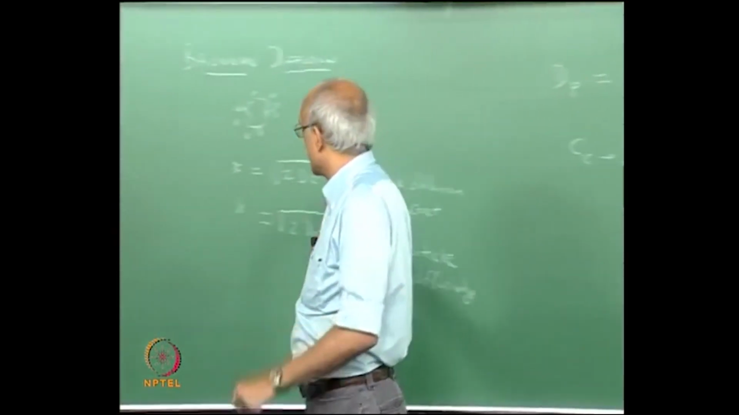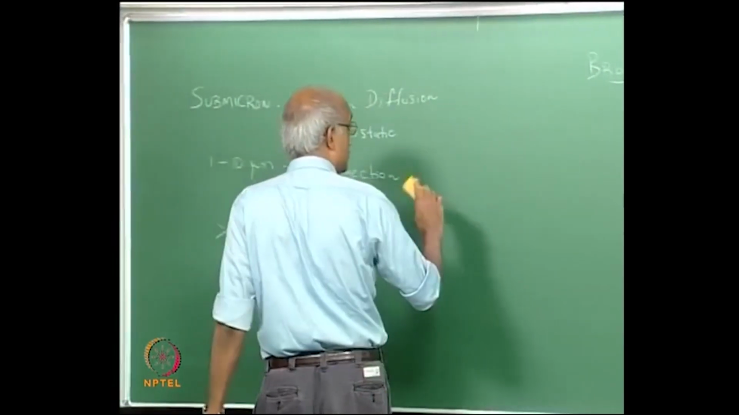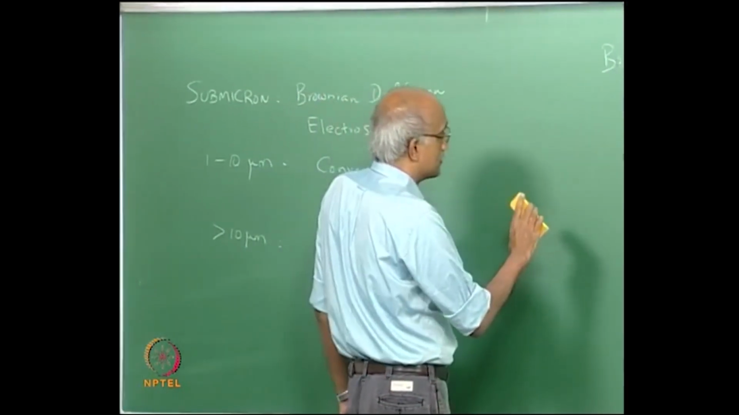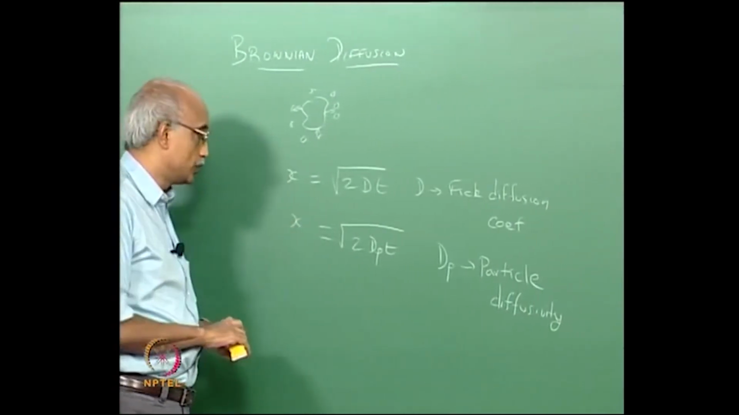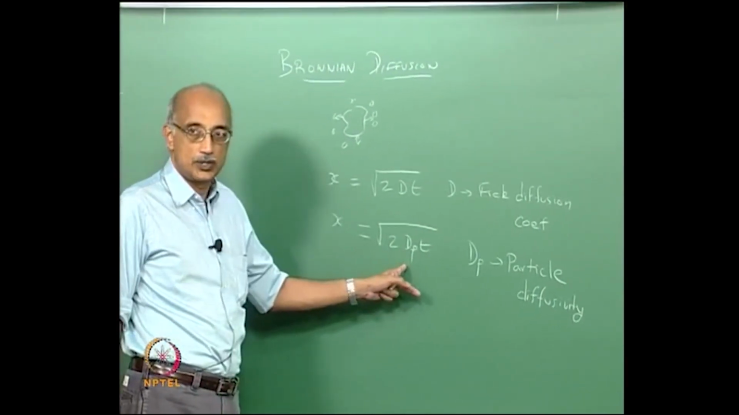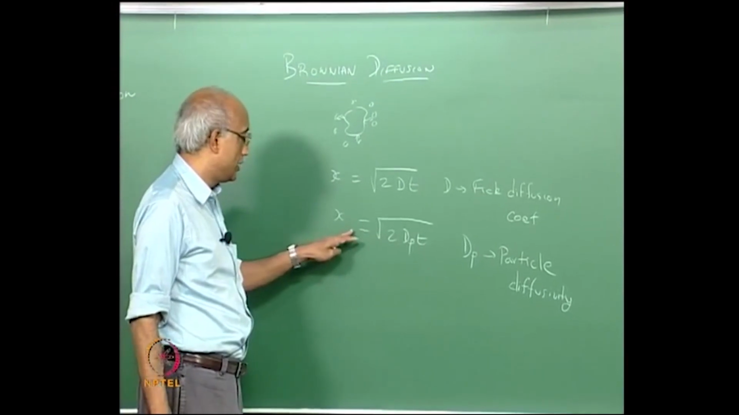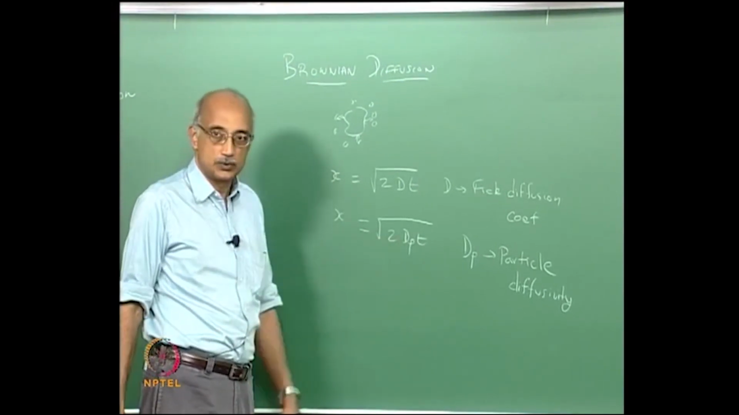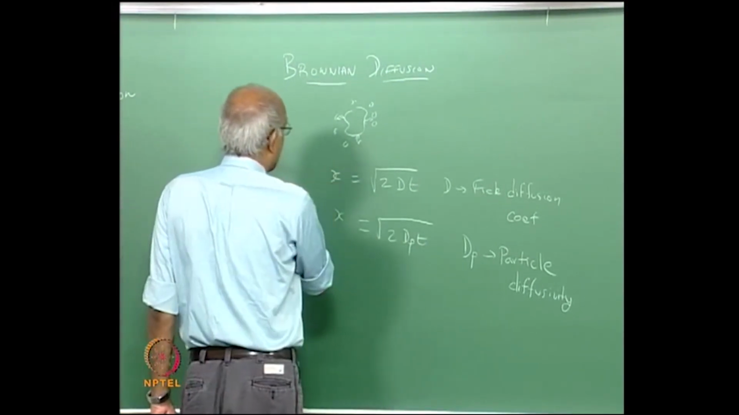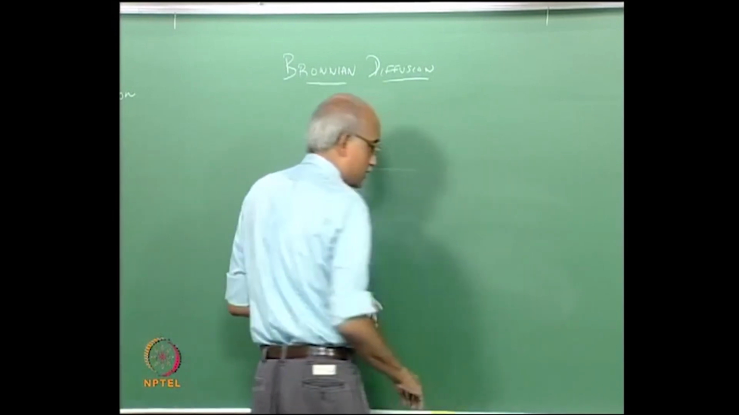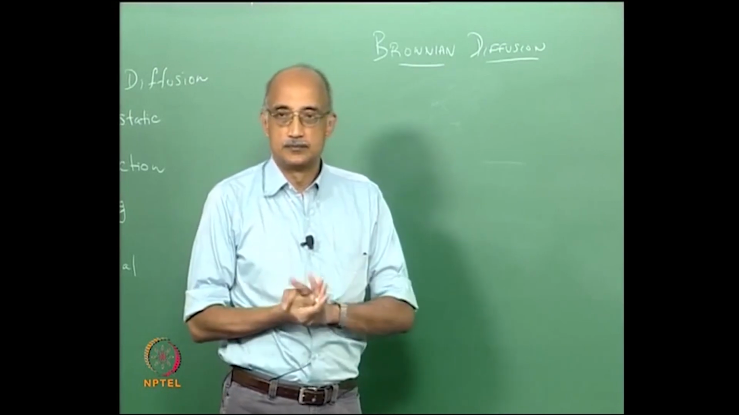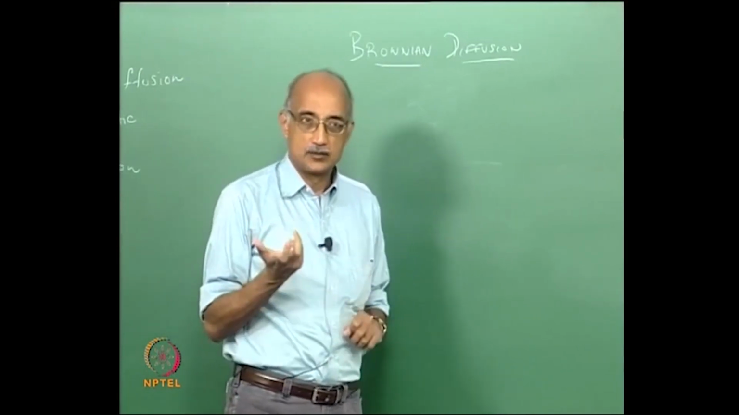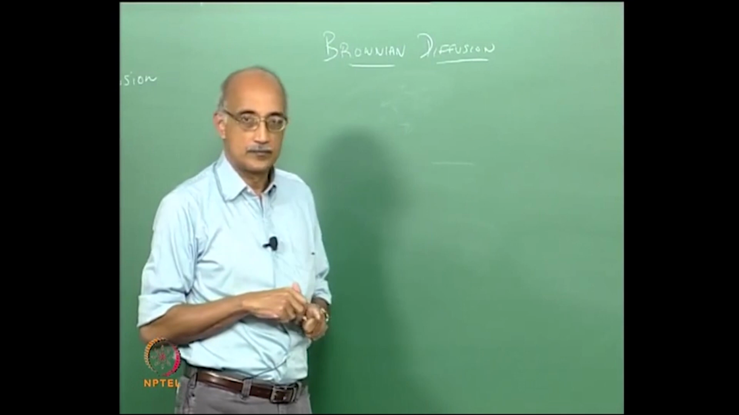Now, let us get back to our discussion of Brownian diffusion. We have said that essentially the distance that the particle moves, once you have calculated the Brownian diffusivity dP, will be equal to the square root of 2 times dP times t. What is Fick's first law of diffusion? Anybody knows? It relates flux to gradient, right?